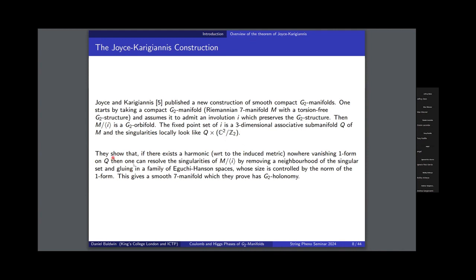They then show that if on Q there exists a harmonic and nowhere-vanishing one form, then you can resolve the singularities of the space by removing some neighborhood of the singular set and gluing in a family of Eguchi-Hanson spaces, the size of which is governed by the norm of this one form. So Eguchi-Hanson spaces are just the desingularization of a C2 mod Z2 singularity. And they then prove that this smooth 7-manifold they get has G2 holonomy.